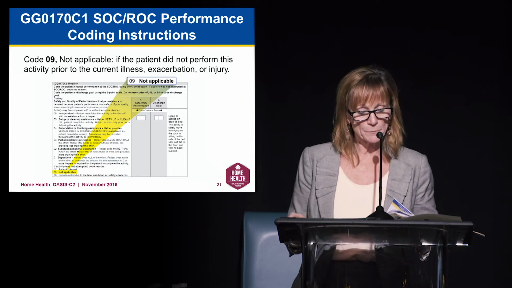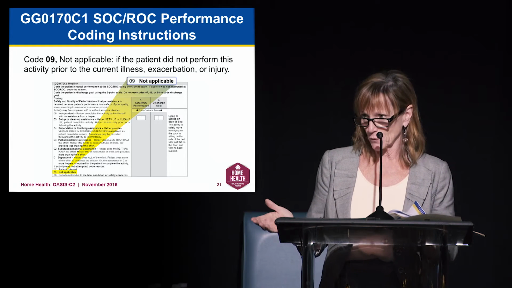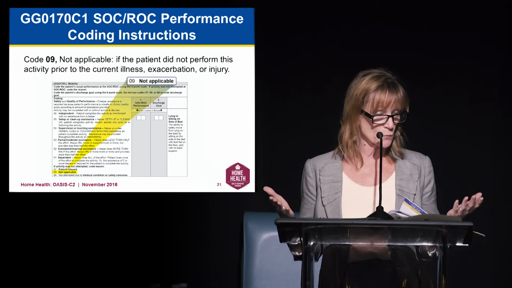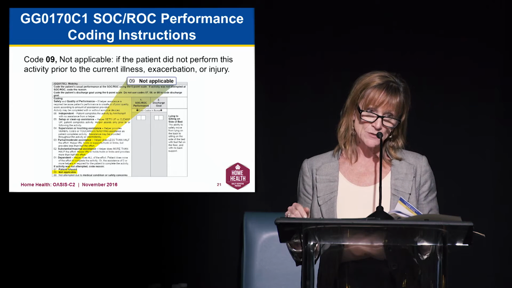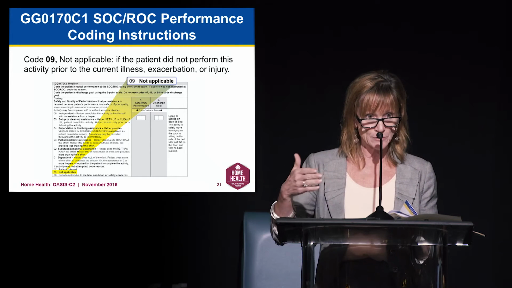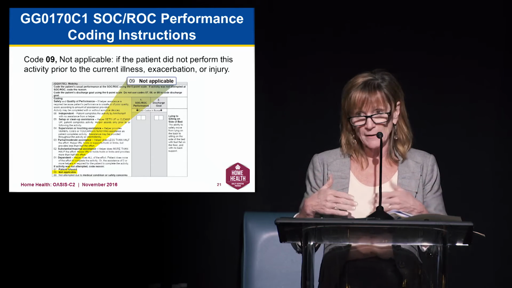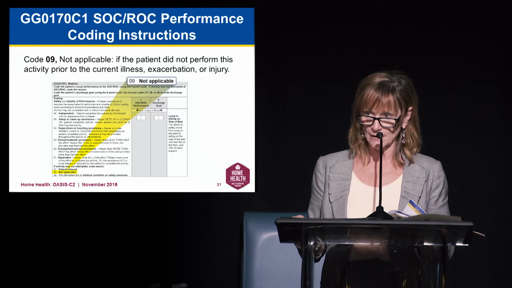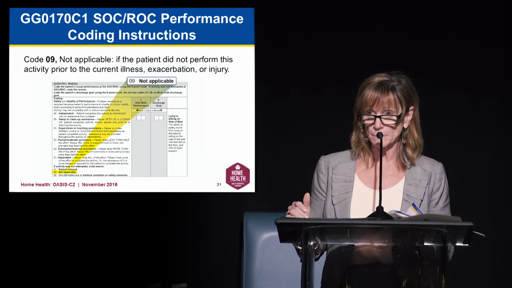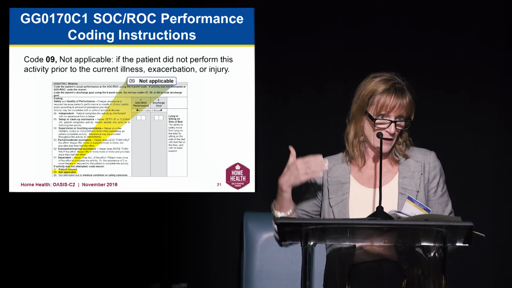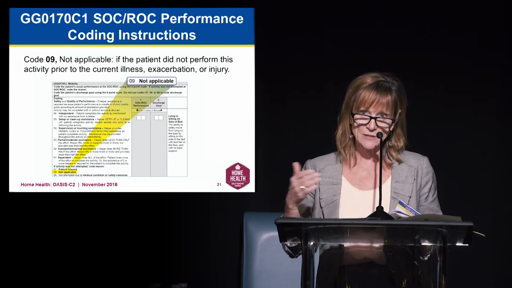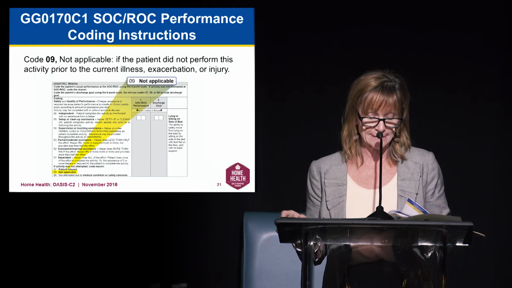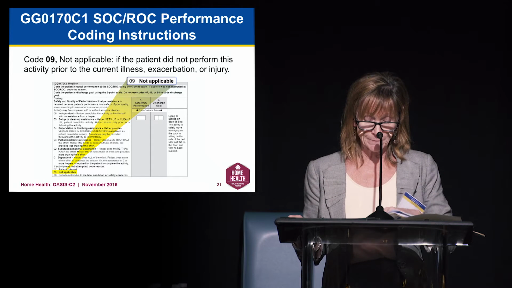So code 9 would be not applicable, and this is really for a patient that would not have been able to perform this activity prior to the reason why we're providing home care for them. So this would be your patient that would never have been able to do this before they maybe had their knee replacement or whatever reason you're providing home care services for them. So it wouldn't be applicable that we're providing a new episode of care to expect that they would be able to do this because they couldn't do it before. So that would be a code of 9, and it would be not applicable.